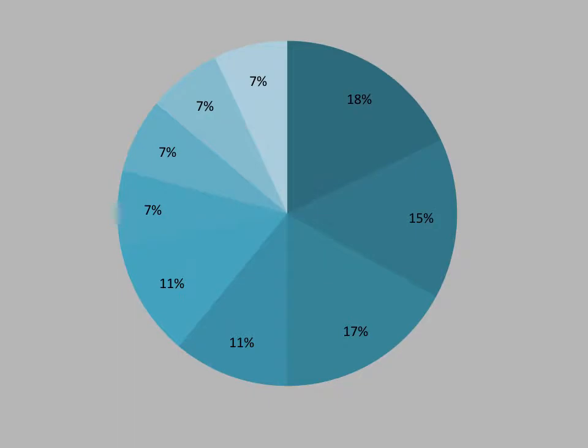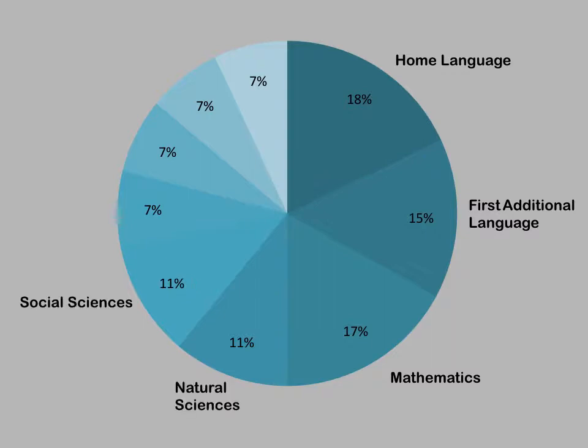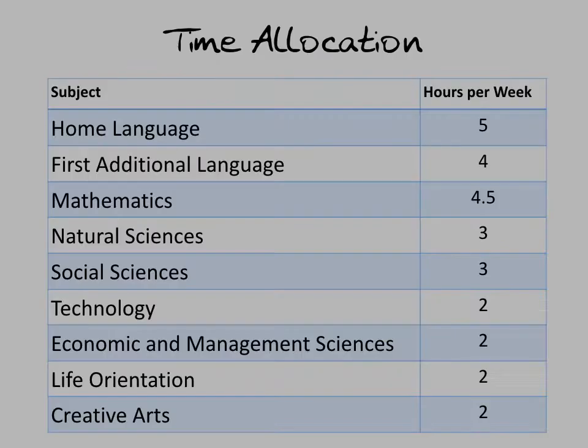If we have a look at the spread of time and the division between how much time we should be spending on each subject, you'll notice that about half the week is actually spent on your 2 languages, your home language and your first additional language, and then mathematics. With natural sciences and social sciences each spending about 11%, so that's 22% of your week, and then the rest of the subjects each on 7%. And this is important to note that we have to spend this time on the subject. It is stipulated by policy.